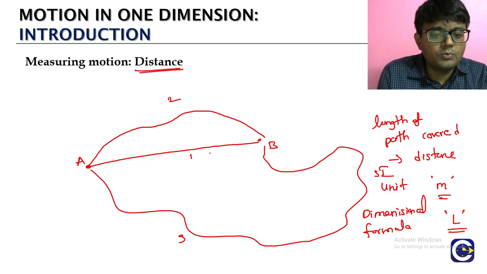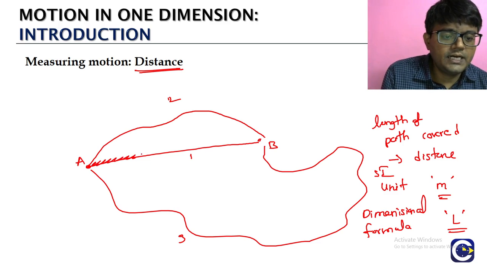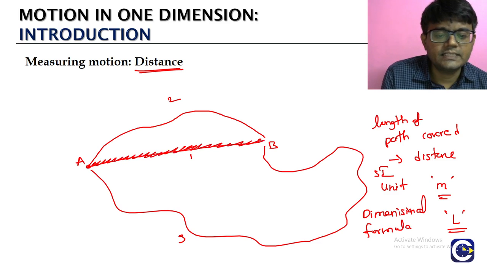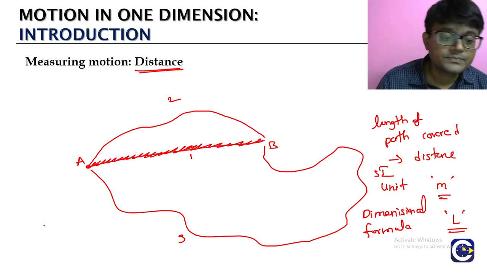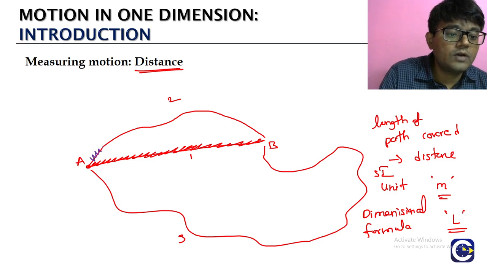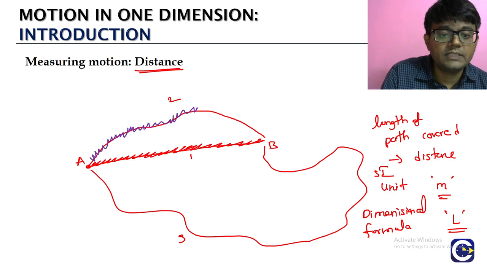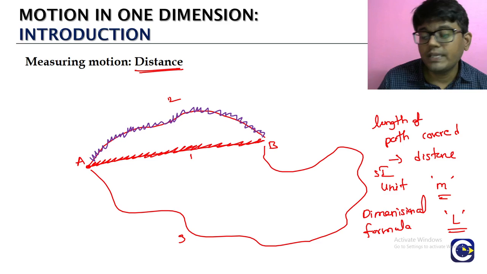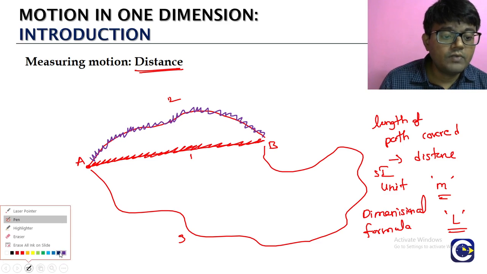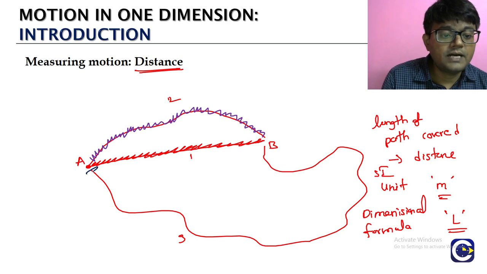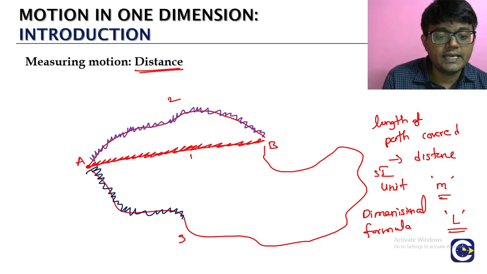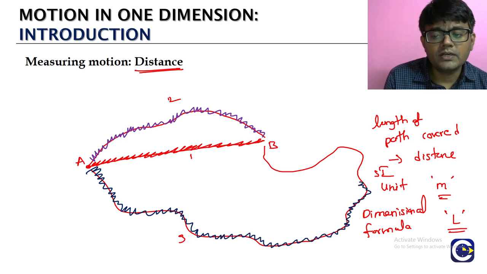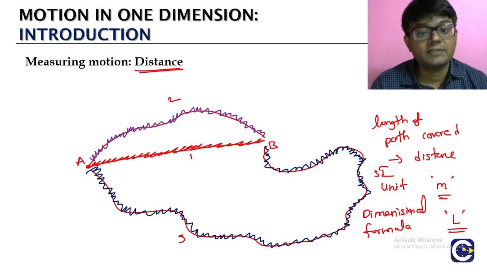So if it is going through path 1, it will be the straight line distance from A to B. If it is going in path 2, maybe I'll use a different marker to indicate it, we have to measure this entire length of the path taken by the object. If it is going in path 3, again, we have to measure the entire length of the path taken by the object. So distance depends upon the path taken by the object.